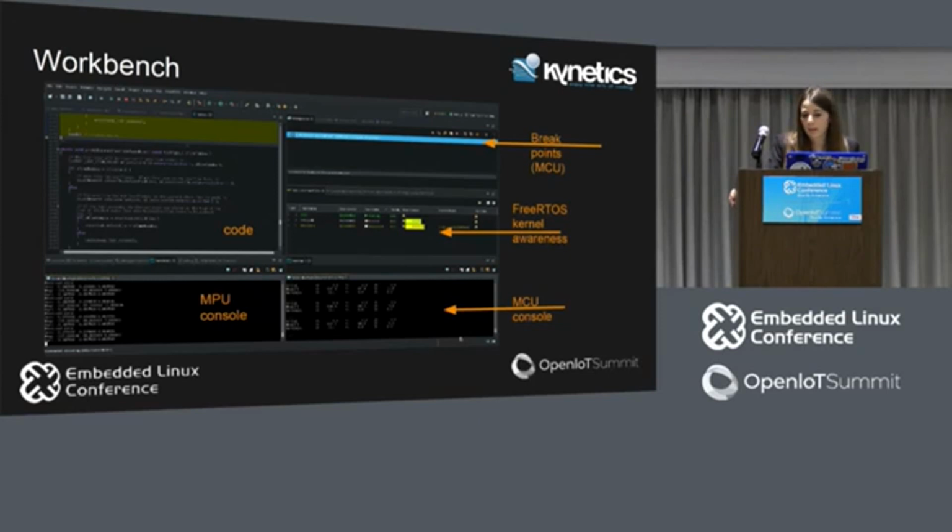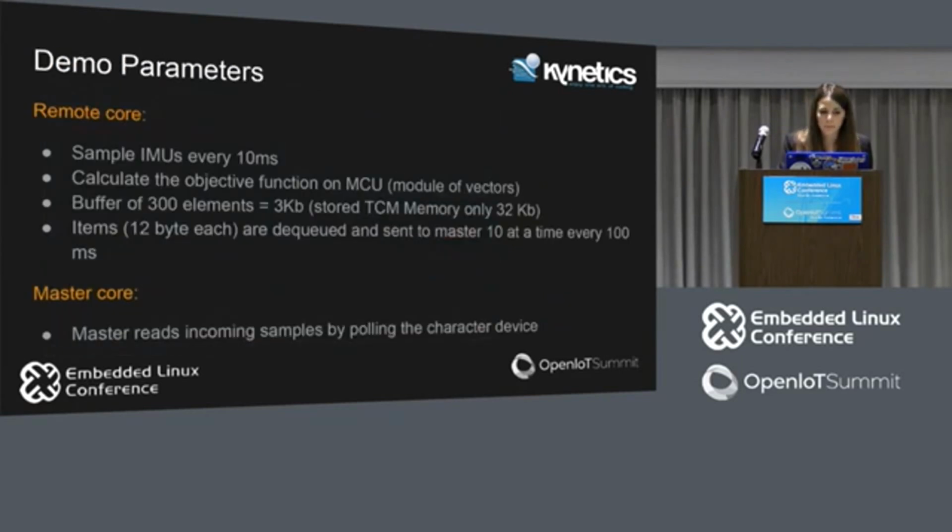You have, of course, the classic breakpoints view. Right now, I have only one breakpoint in the MCU, but of course, you can have multiple breakpoints on the MPU as well. You have your FreeRTOS kernel awareness plugin for debugging the tasks. And then, of course, you have consoles for debugging both the Cortex-M4 and the Cortex-A7 simultaneously.